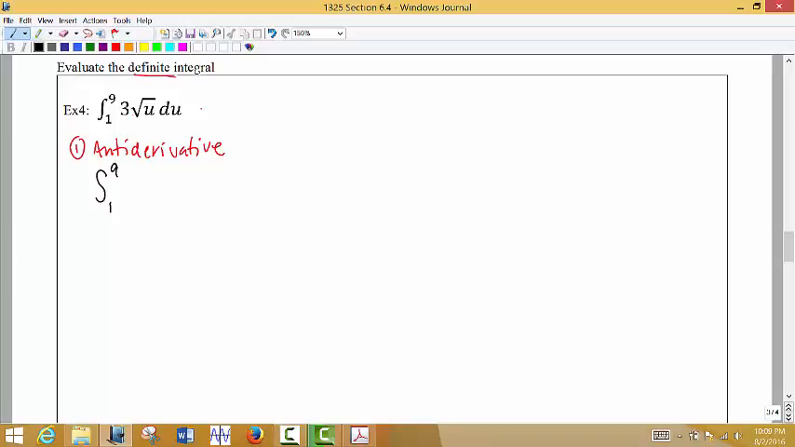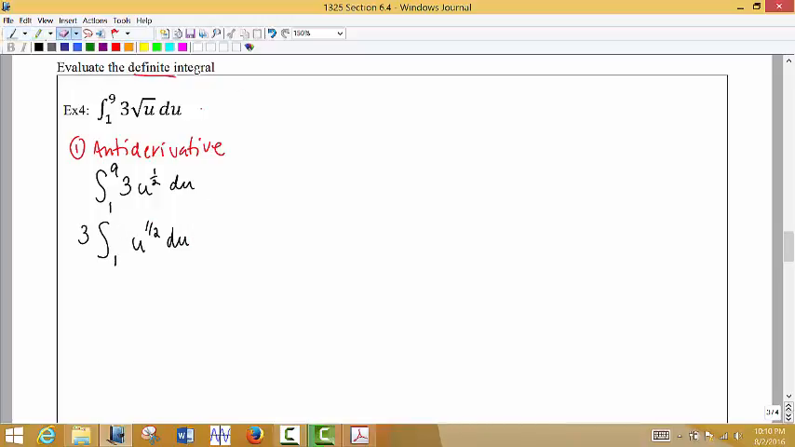All right, so we're going to find the antiderivative. So the first thing I'm going to do is rewrite this as 3 times u to the 1/2 power du. And I'm going to go a little bit further with the rewriting. I'm going to bring that constant multiple outside of the integration symbol.